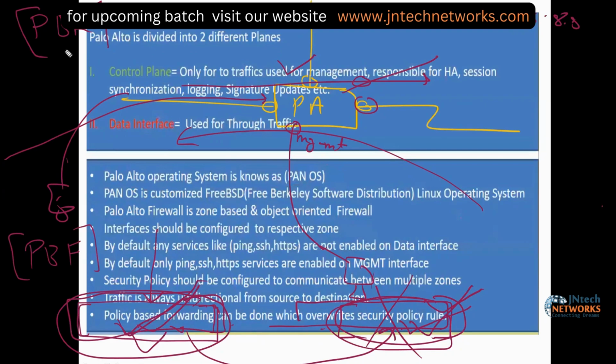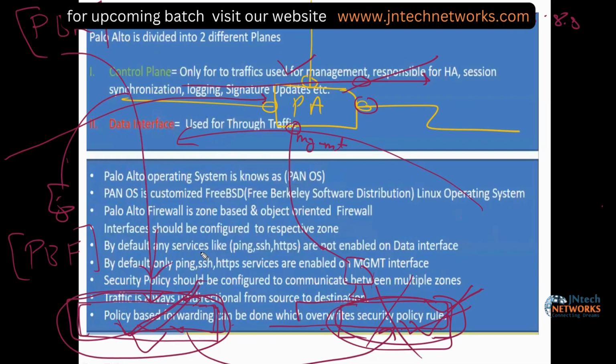Policy-based routing you can do. What is policy-based routing? In policy-based routing, you can decide if this particular source is trying to communicate with a particular destination, they can go via this route, right? Correct. So it's the same concept. Here you can create an entry in policy. In Palo Alto, you can say policy-based forwarding.